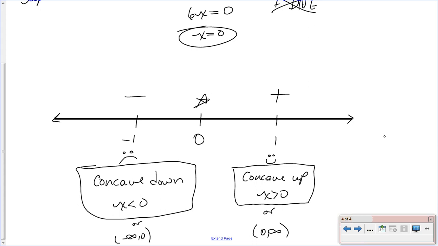And to verify that, if you were to graph your x cubed, remember your x cubed graph looks like this. From negative infinity to 0, you can see it's concave downward, and then after 0, it is concave upwards. That's supposed to be a little bit more rounded out there. I kind of messed it up a little bit. So, that's concavity.